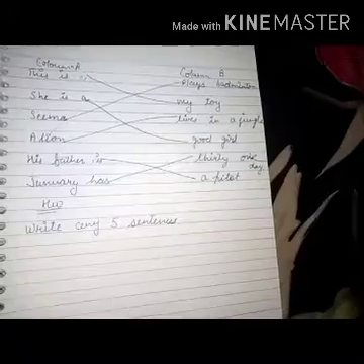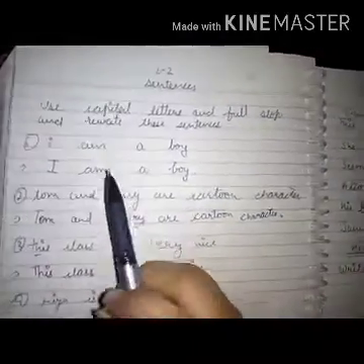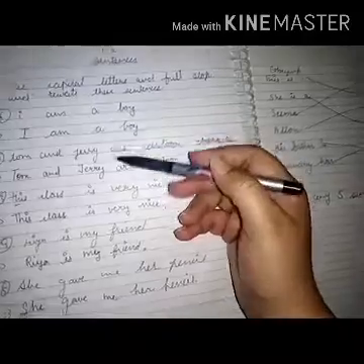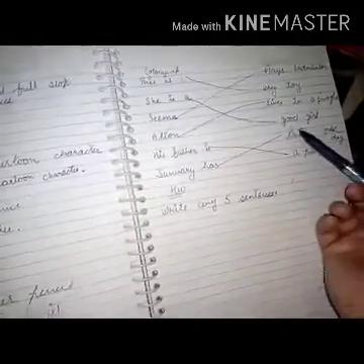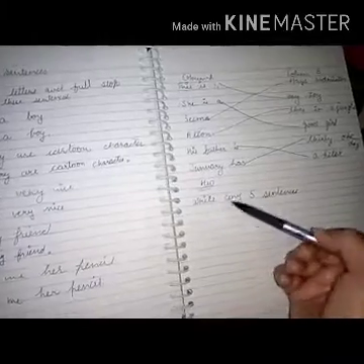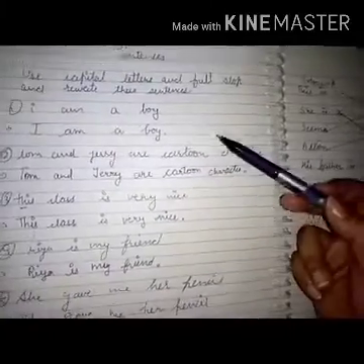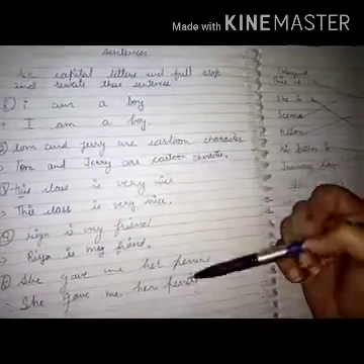It is your homework. So students, today what did we do? We used capital letters and full stops and rewrote these sentences, and we did matching. Now your homework is to write any 5 sentences. Okay, students, I hope you understand this work.